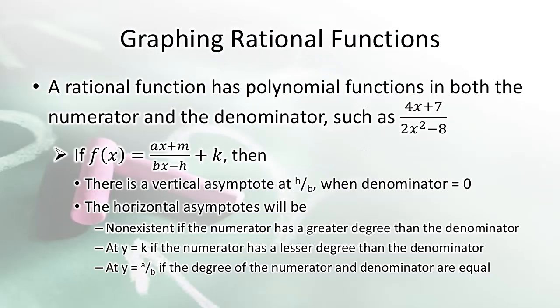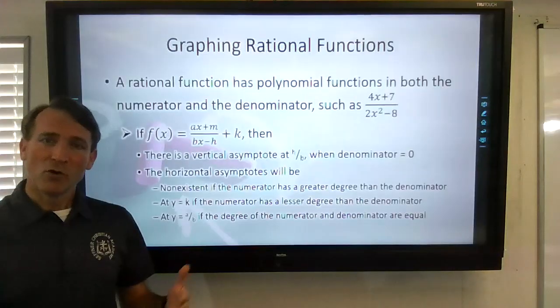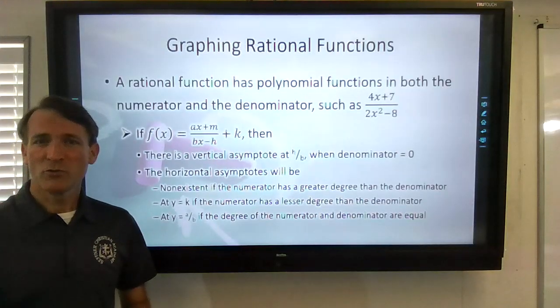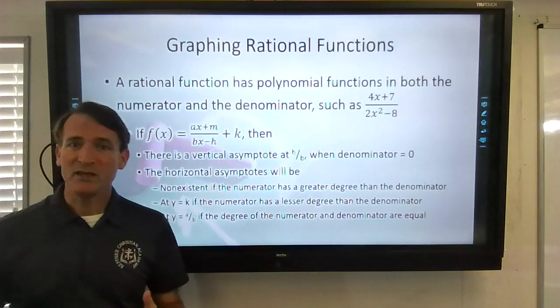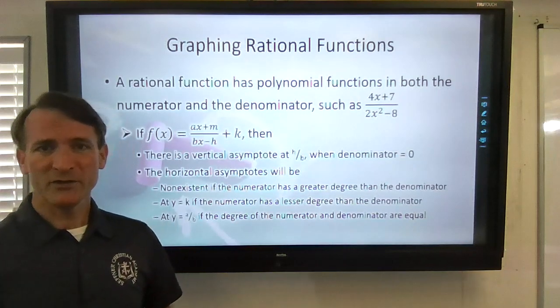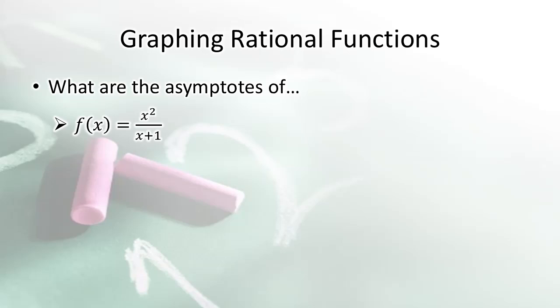And if we have a degree that is the same in the numerator and in the denominator, such as 3x plus 7 over 3x minus 2, that means we are going to have a horizontal asymptote at a over b. So if we take the coefficients of my x's and put them over each other just like they are in my original equation, that will give me my horizontal asymptote if we have an equal degree in both the numerator and the denominator. So let's try a couple of examples. Let's see if we can figure out where the asymptotes are in some of these functions.